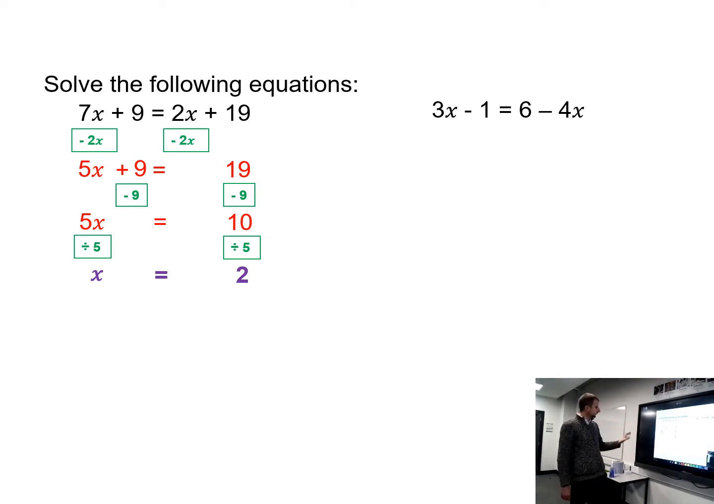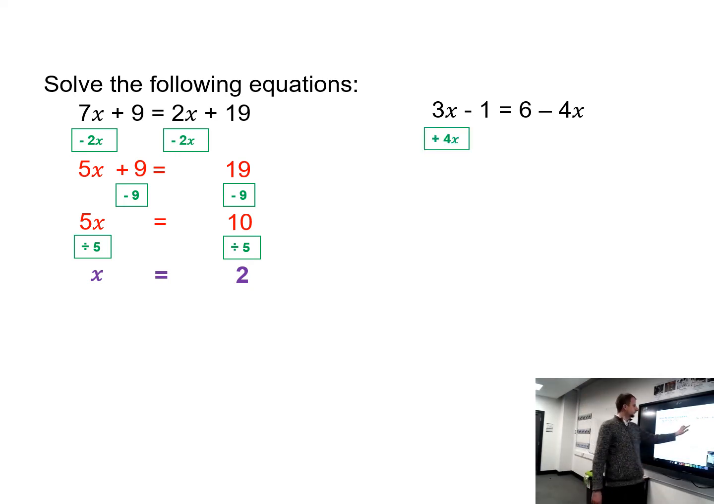Check your answer, so we substitute x equals 2. On the left hand side, 7 times 2, which is 14, plus 9, 23. That's the same as 2 times 2 is 4, 4 plus 19 is equal to 23.